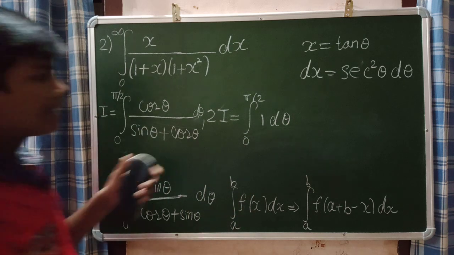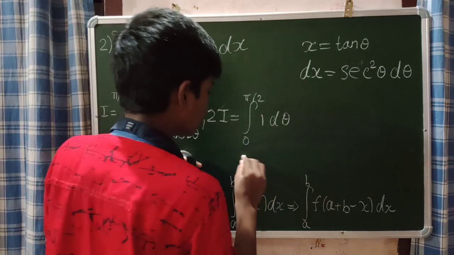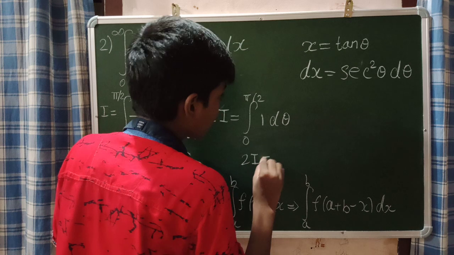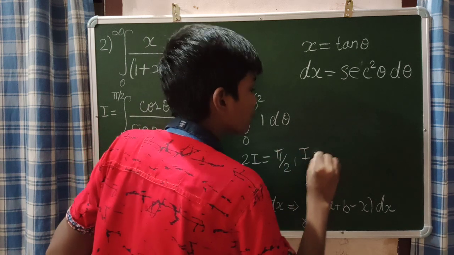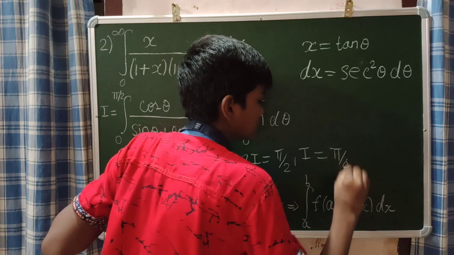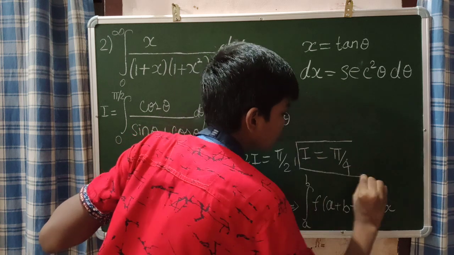So integration of 1 dt, so 2I is equal to the integration of 1 dt, that means 2I is equal to pi by 2, because the upper limit is pi by 2, right? So if 2I is equal to pi by 2, it means I will be equal to pi by 4. So that's the answer, guys. That's the answer for this question.